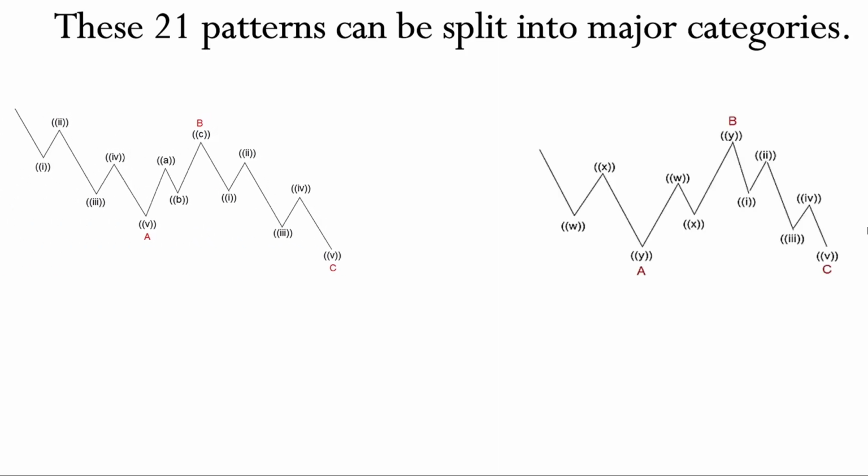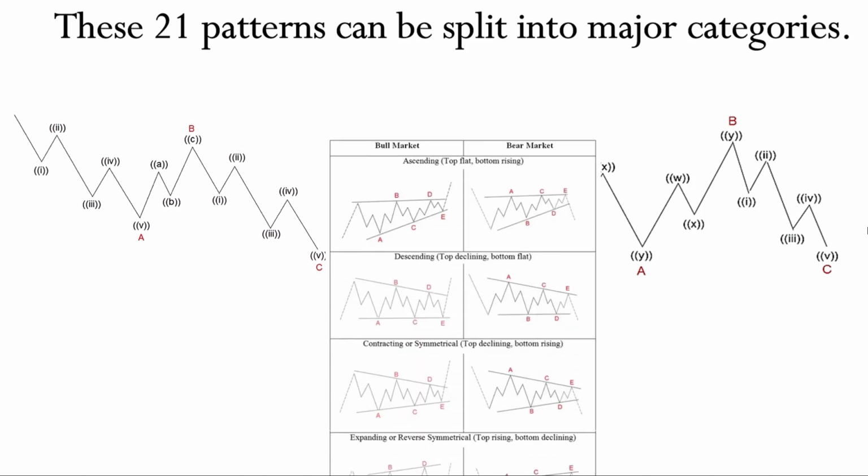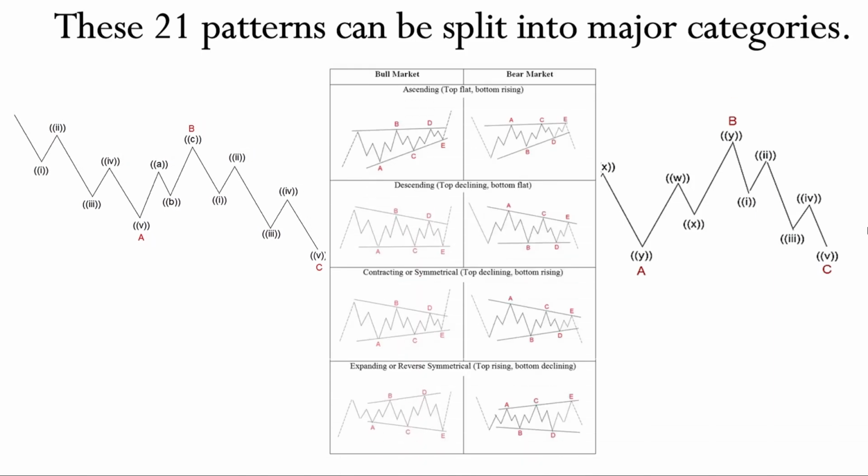You don't have to memorize all 21 of these corrective ABC patterns because they are just made up of 3 very simple, easy to understand formations. These formations are zigzag formation, flat formation, and triangle formation. In the flat, you will also find some subcategories like regular flats, expanded, running, and also double 3 or triple 3. However, we will stick to these 3 basics: zigzag, flat, and triangle formation.